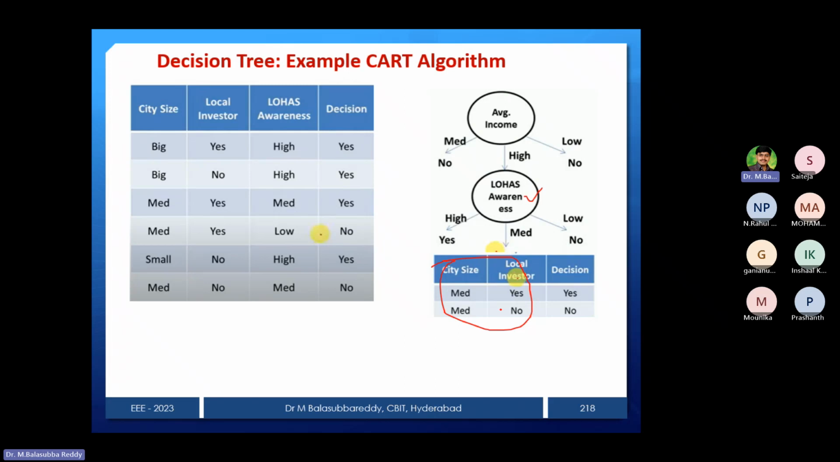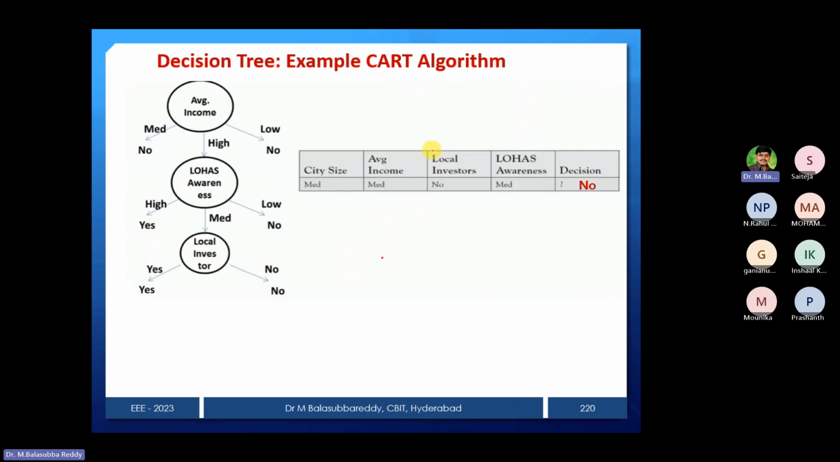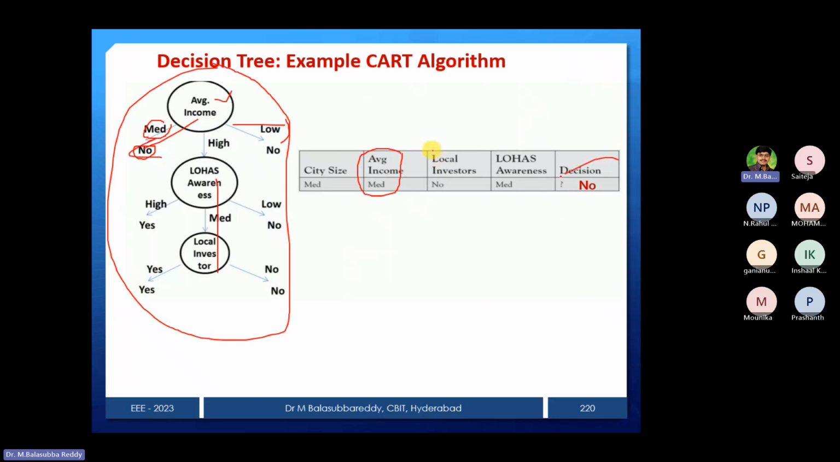Which one is your local investment? City size is your constraint. You take local investment and city size, and you can see the final matrix we are getting like this. In the decision tree, what is the average income? Whether the given average income is medium, you can see that for medium, straight away we get the answer no. Average income is our root node. If it is high, then we'll go this way. If it is low, it will go this way. In medium also, it is saying no. So then your decision will be no.